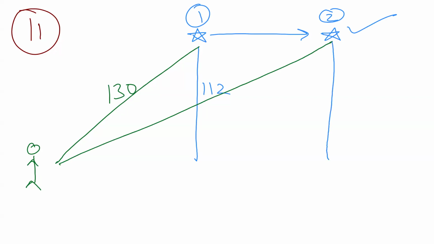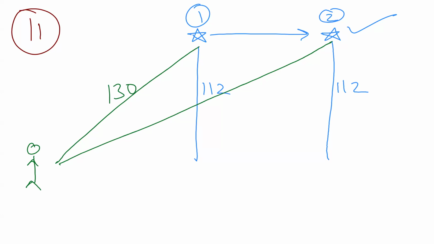What will be the vertical height? Can someone tell me what will be the vertical height? The vertical height will remain the same because the kite is moving horizontally from point 1 to point 2.